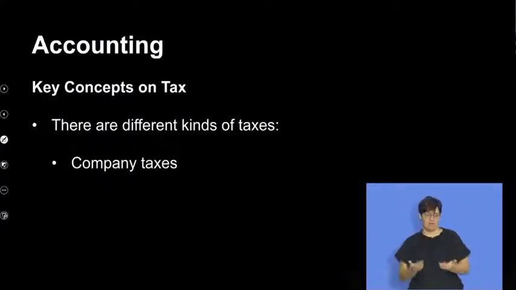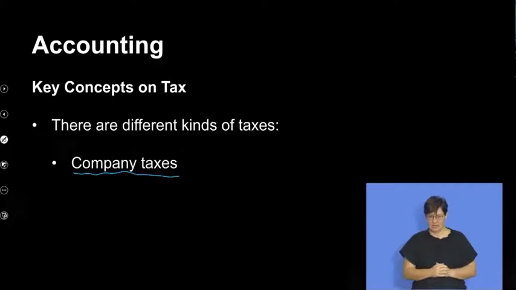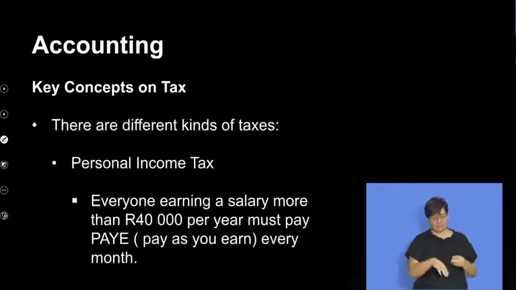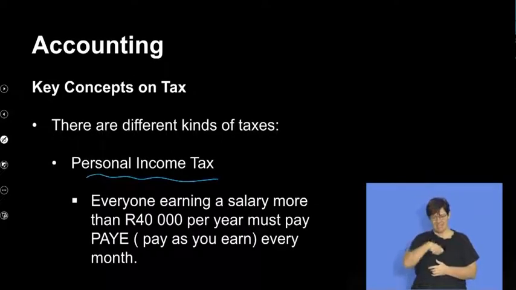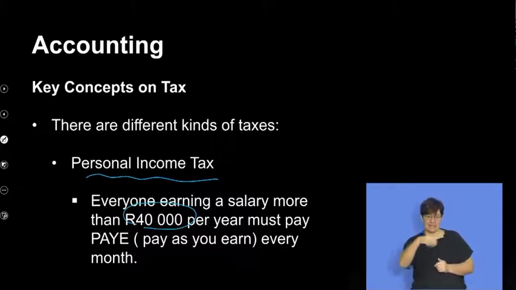Now there are different types of taxes that we are subjected to. And let's go through each one of them so that we understand exactly what are the taxes that we pay. Obviously, this is company tax, which is levied on all companies in South Africa, right? Then you get personal income tax. Everyone that earns a salary of more than 40,000 per year, obviously this figure is adjusted from time to time. You're not expected to know that figure.